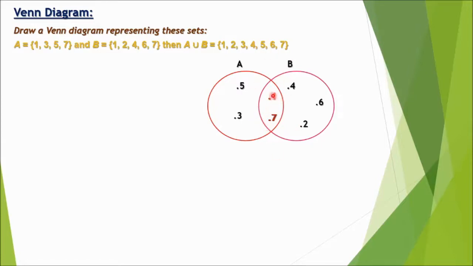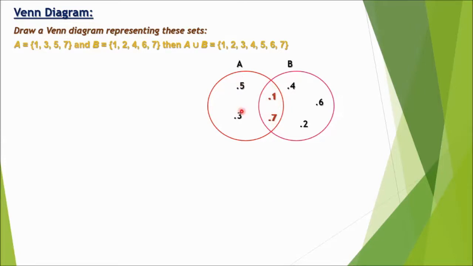So remember, while drawing you have to draw two rings A and B and just overlap the rings. Overlap the ring of A with the ring of B and write the common elements in the overlapped part. Common elements means those elements which are present on both sides. You have to write the common elements 1 and 7 on the overlapped part of both sets.